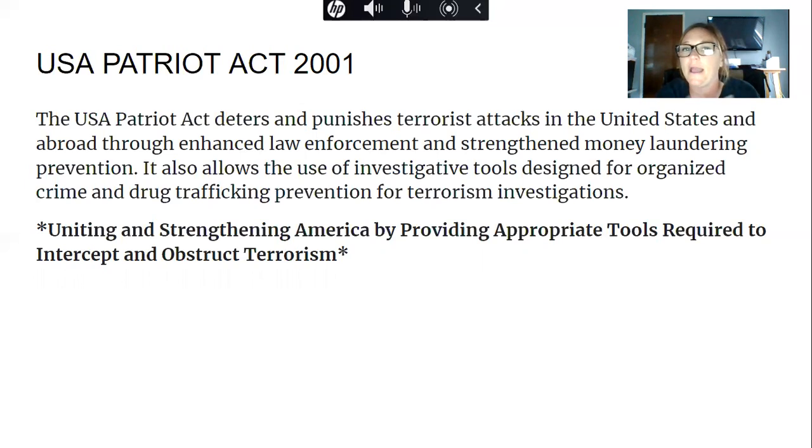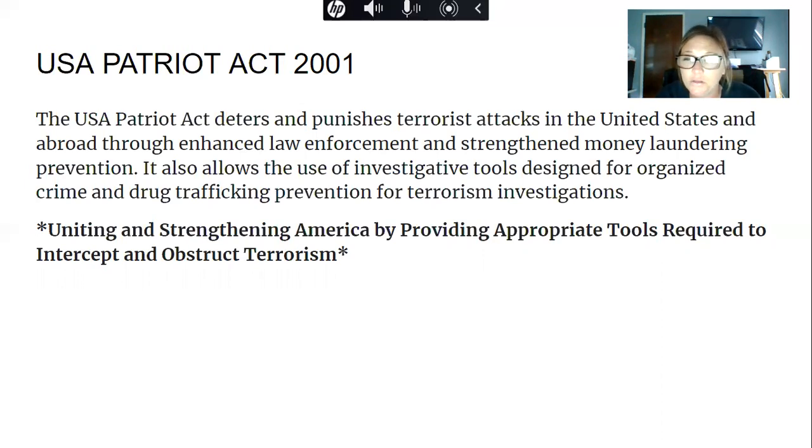And so a lot of people after the fact argued that this act is an infringement on our Fourth Amendment rights, protection from unreasonable search and seizure. Again, this is passed after 9/11, and it punishes terrorist attacks in the United States and abroad through enhanced law enforcement and strengthened money laundering prevention. It also allowed the use of investigative tools designed for organized crime and drug trafficking prevention for terrorism investigation. So again, that would be like wiretapping phones and stuff like that.